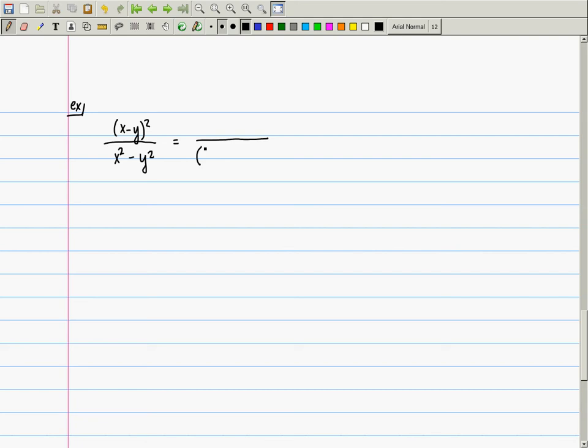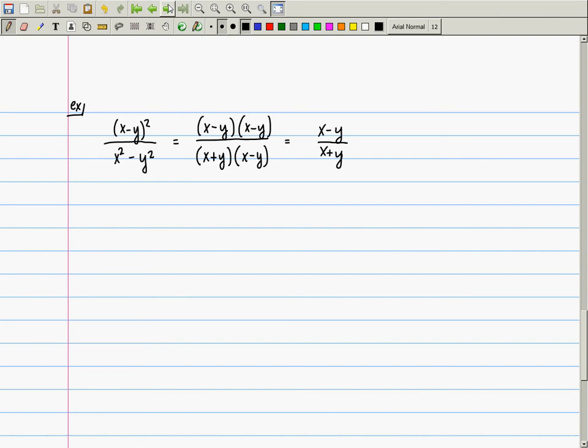We know how that factors, right? The denominator factors into x plus y multiplied by x minus y. And the numerator factors as x minus y multiplied by x minus y. That's sort of obvious. Upon inspection, you should be able to tell there's some cancellation. What cancels? x minus y. Good, so this is x minus y over x plus y. So any question about this example? Any questions before we move on to other things?